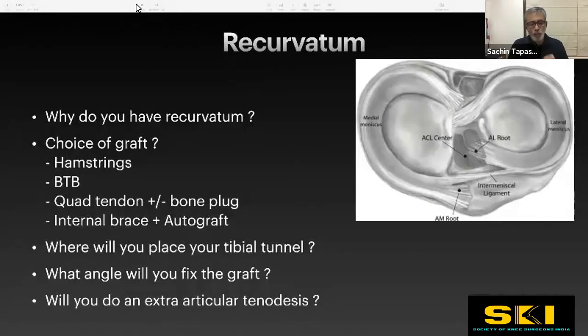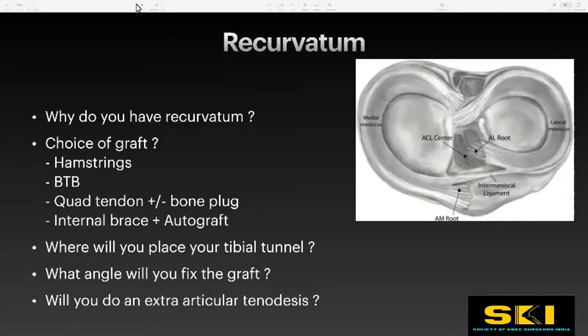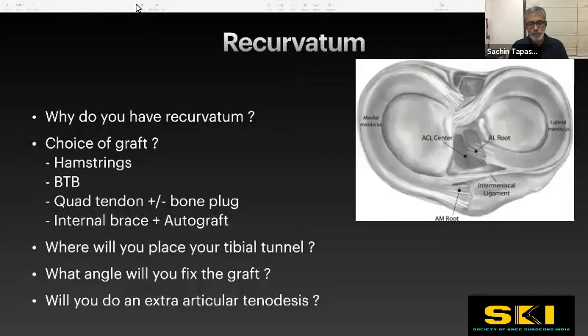Second is that if you want to do an extra-articular procedure, you are better off fixing the femoral ACL first, then fixing your lateral extra-articular procedure, and then fixing the ACL tibia. That is what I follow in my clinical practice. So if I have decided to do an LET, it is a pre-decided concept that this patient, after examination under anesthesia, requires an extra-articular tenodesis, and this is not something that I re-evaluate.